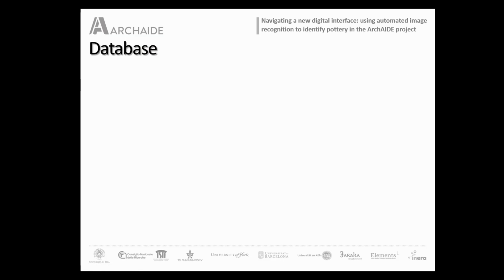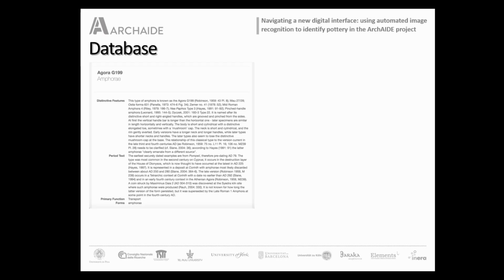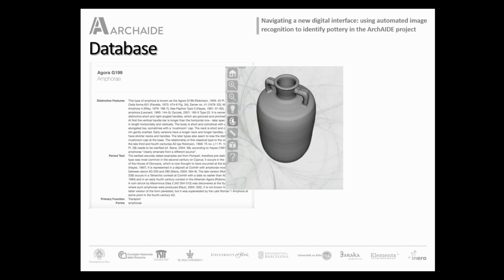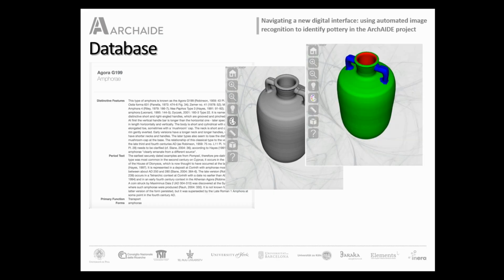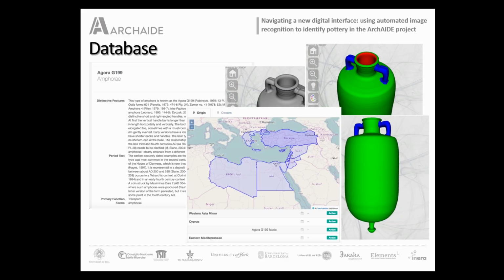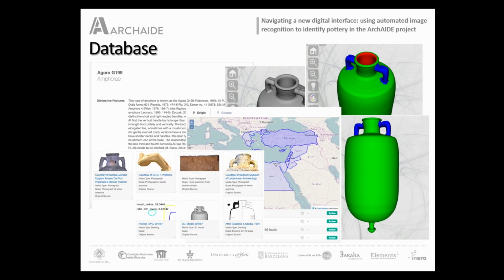For achieving our aims, we created a big database with a lot of information related to the ceramic classes I previously explained, with all textual data, but also 3D models extracted from the drawings that are inside the catalogs, and geographic data related to origins and occurrences of each pottery type, and many other visual information.